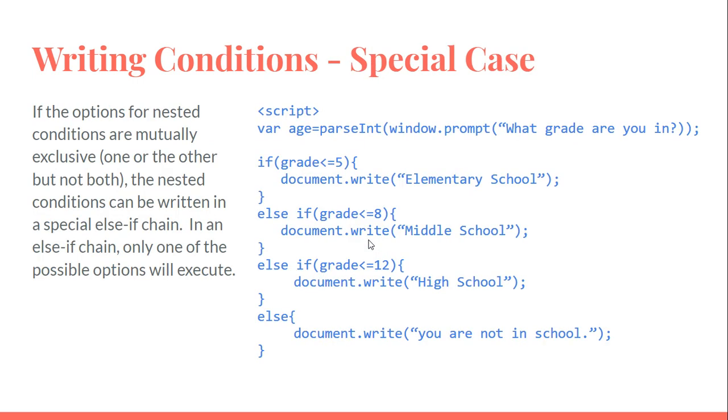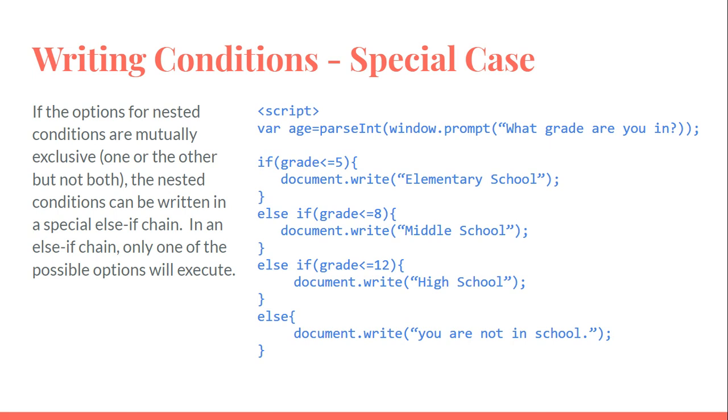There is a special case of nested conditions, and that's when I have mutually exclusive options. That means one or the other, but not both can be tested. For example, what grade are you in? You're in ninth or 10th or 11th or 12th grade. You're not going to be in multiple grades at the same time.